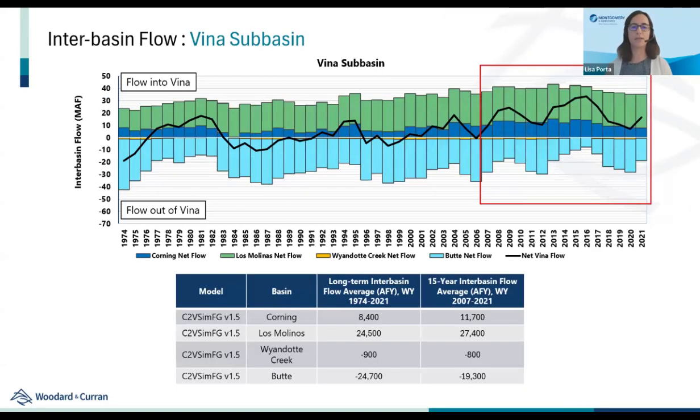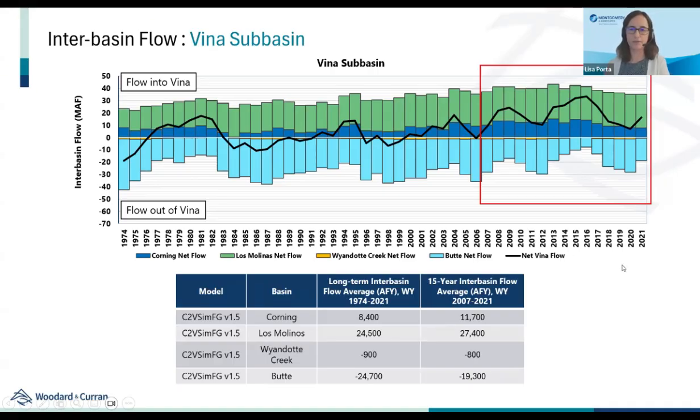So here we go. We have these data pulled for each of the three Butte County subbasins. Starting with the Vina subbasin, the graph you're seeing here is net flows between the Vina subbasin and the neighboring subbasins. The black line is the flow into or out of the Vina subbasin. If the line is above 0, the net flow is into the Vina subbasin. Below the 0 line, the net flow is out of the Vina subbasin. You can see most of the time the Vina subbasin receives flow from the neighboring subbasins. Sometimes it loses flow. This is over the entire simulation timeframe.